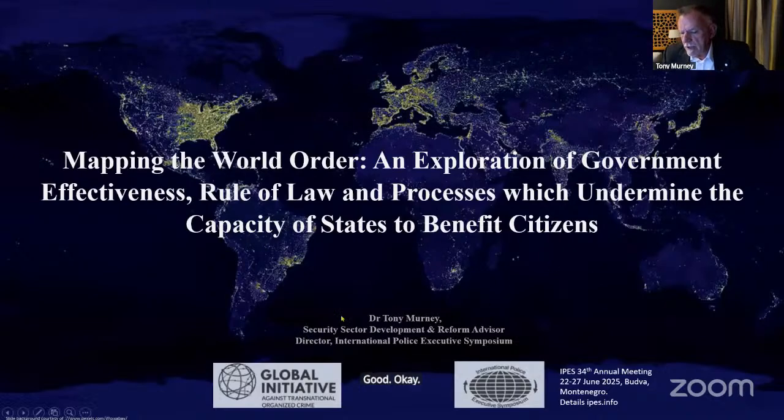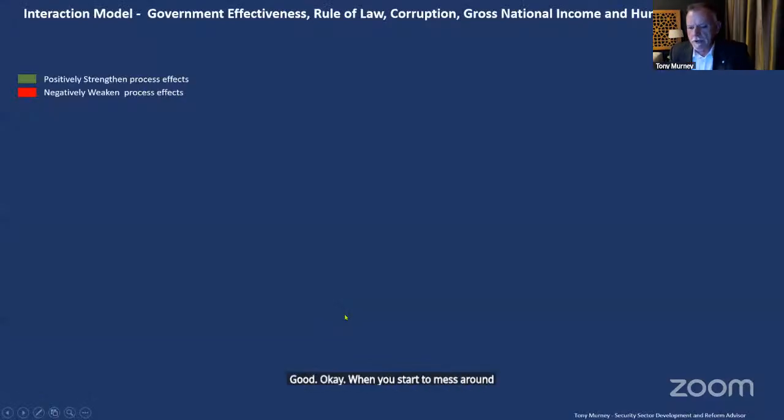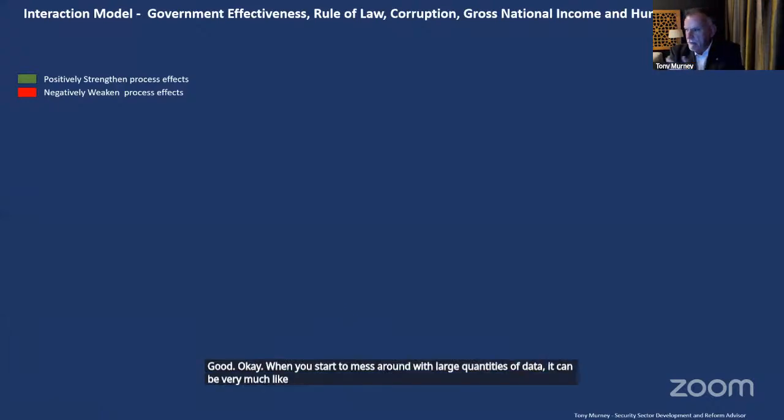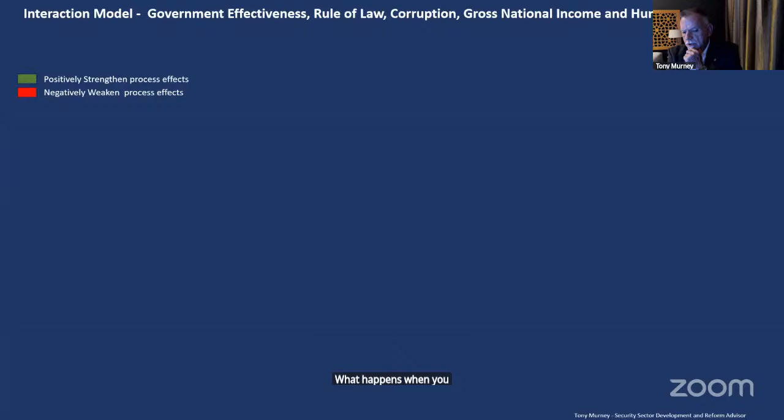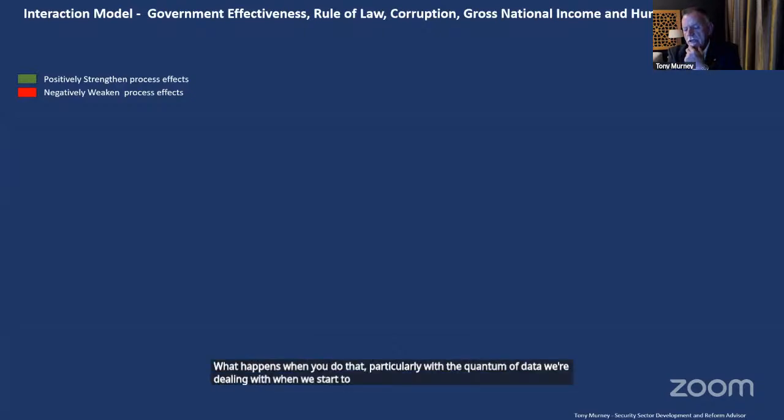When you start to mess around with large quantities of data, it can be very much like throwing mud at a wall, hoping you'll find things that are important or significant. What happens when you do that, particularly with the quantum of data we're dealing with when we start to mess around in the international community, is that it becomes a serious problem of confusion. And then you start inventing relationships without previously having thought about what they might be.